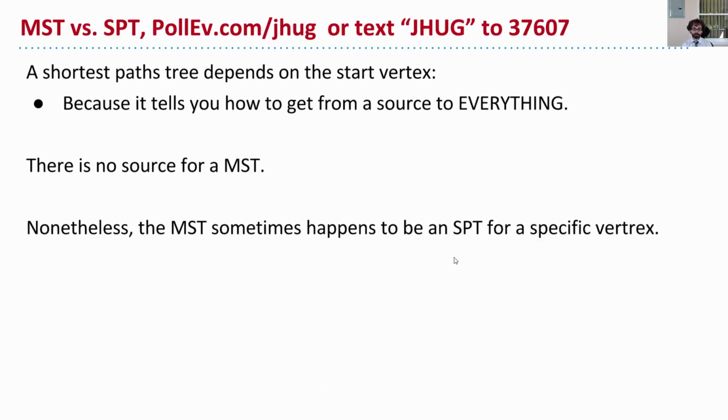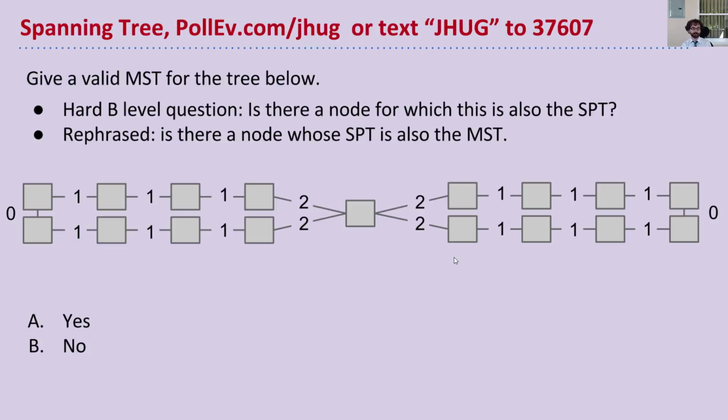All right, now I've got a challenging one for you. Given this tree shown, give a valid minimum spanning tree for the tree below. A pretty hard question, or maybe a hard B level, maybe even an A level question is, can you find a node for which the shortest paths tree is also the minimum spanning tree? So give that a shot. Maybe think about that one a little bit, and then I'll spoil it in just a moment.